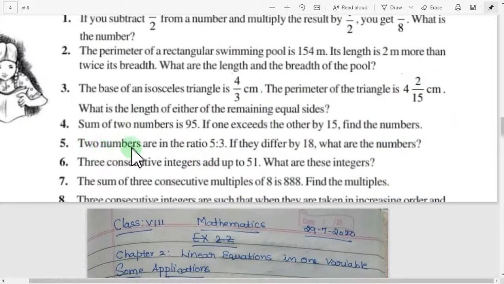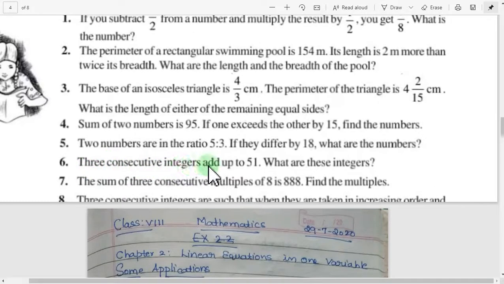Next question. Fifth question: two numbers are in the ratio 5:3. If they differ by 18, what are the numbers? A similar sum is there as an example sum in the textbook. I have explained that. This is also homework. You take the two numbers as 5x and 3x. If they differ, 5x minus 3x is 18. Then simplify that, same as the example sum, and you can do this sum.